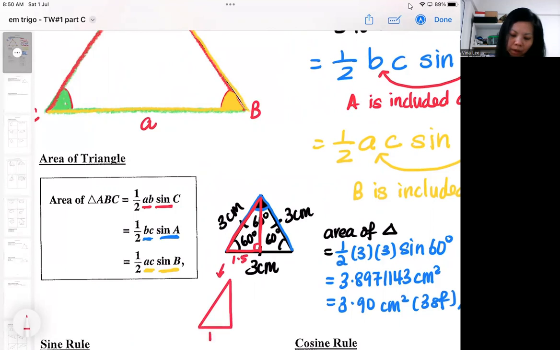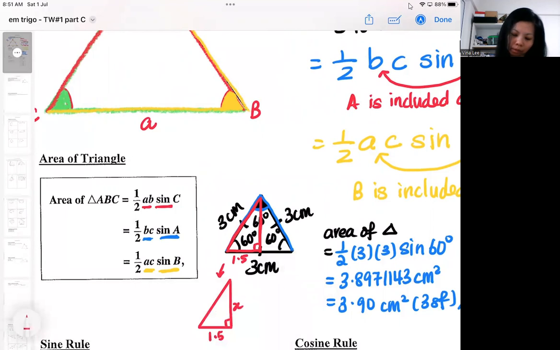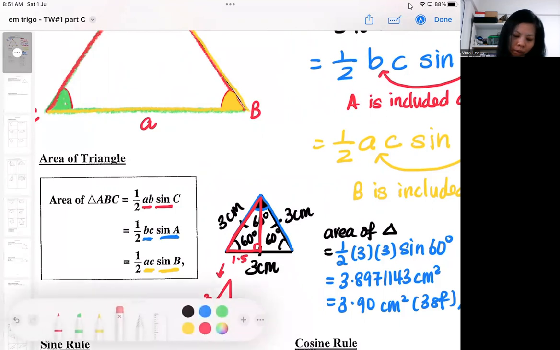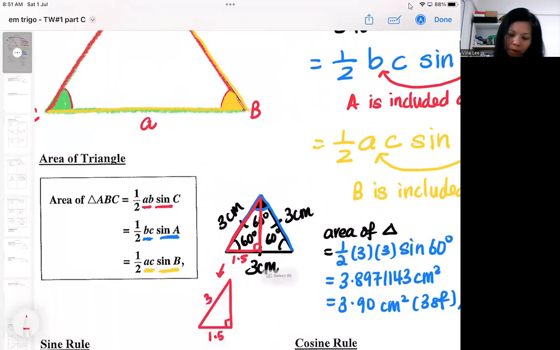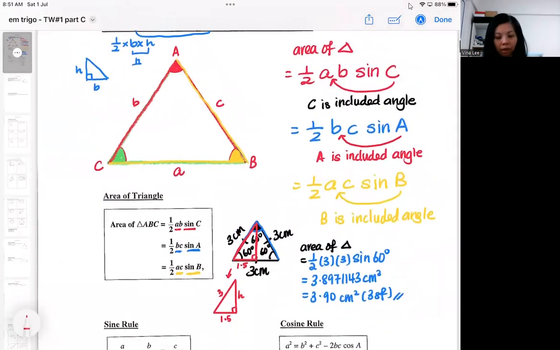You can choose to find the height, maybe I use H. I can find the height by using Pythagoras theorem. If I find the perpendicular height using the Pythagoras theorem, I can still go back to half times base times height. Eventually, the answer will be the same as half AB sine C.